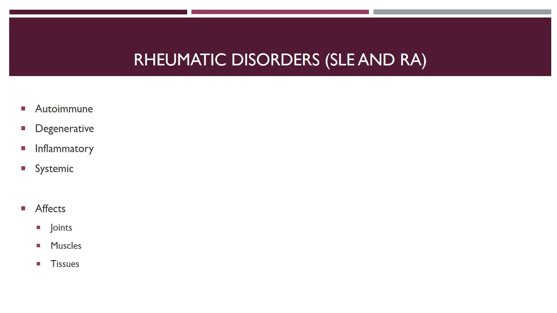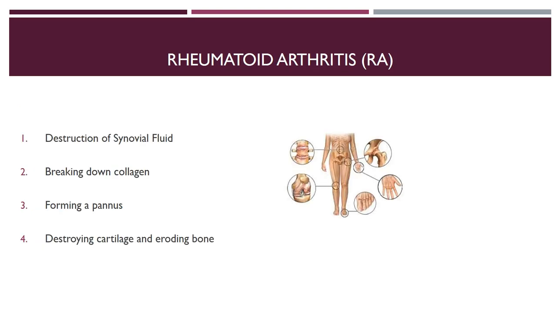So for rheumatic disorders, we have systemic lupus erythematosus, and we also have RA, which is rheumatoid arthritis. Both are autoimmune, they're degenerative, they're inflammatory, and they're also systemic. They also both affect the joints, muscles, and tissues. So RA, or rheumatoid arthritis, is the destruction of synovial fluid, breakdown of collagen, forming of pannus, and destroying of cartilage and eroding bone.